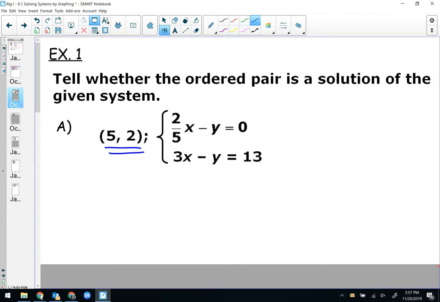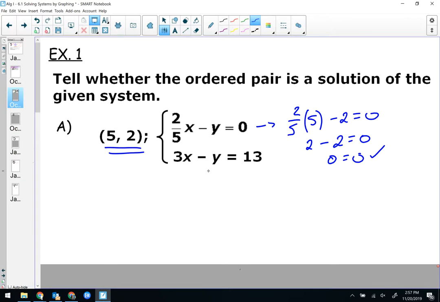Here is what this means. I have 2/5 times, well, what's my x value? 5, minus 2. Is that indeed equal to 0? Because if it is, then I know that it meets this first equation. What's 2/5 of 5? It's 2. 2 minus 2 is 0. Does that come out to be a true statement? Yes, it does. So I know (5, 2) is a solution to that first equation.